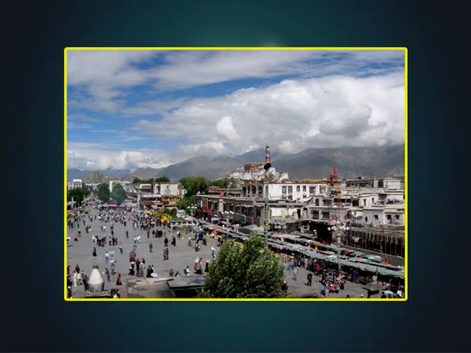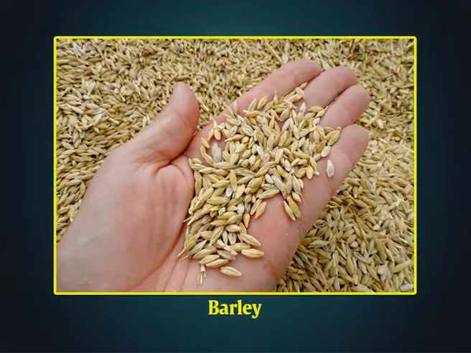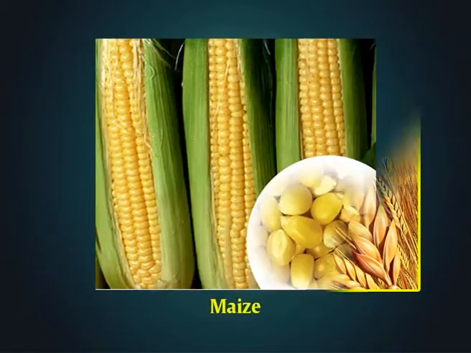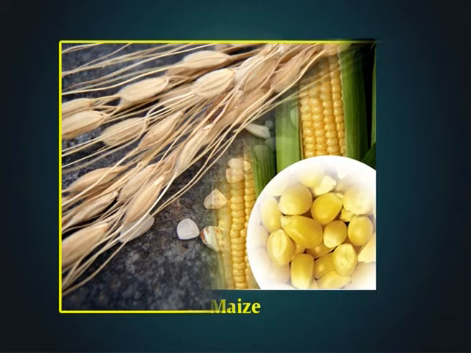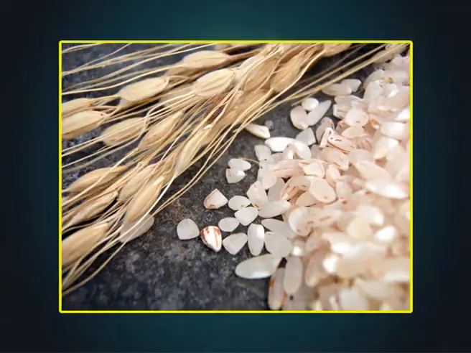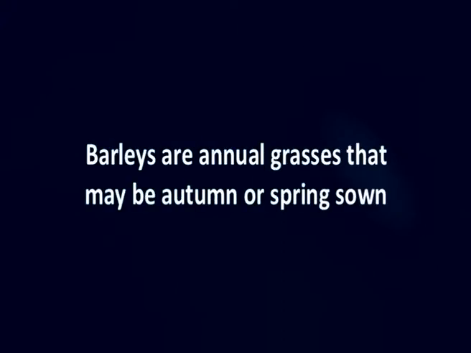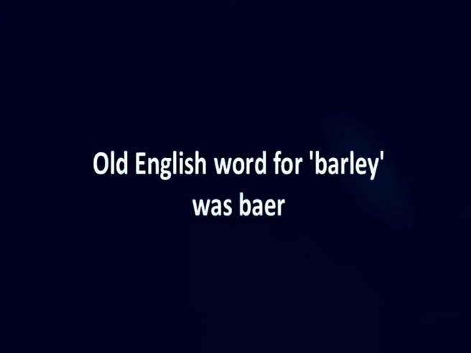cultivated barley. Barley is the world's fourth most important cereal crop in terms of both quantity produced as well as area of cultivation, after wheat, maize and rice. Barley probably came into cultivation about 10,000 years ago. Barleys are annual grasses that may be autumn or spring sown. The Old English word for barley was bear.